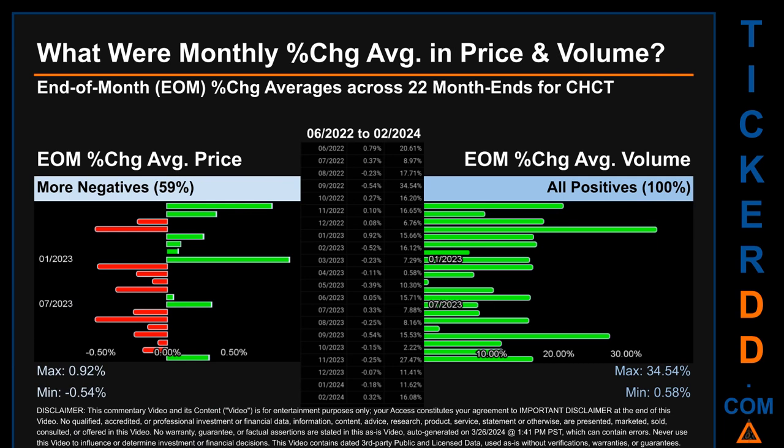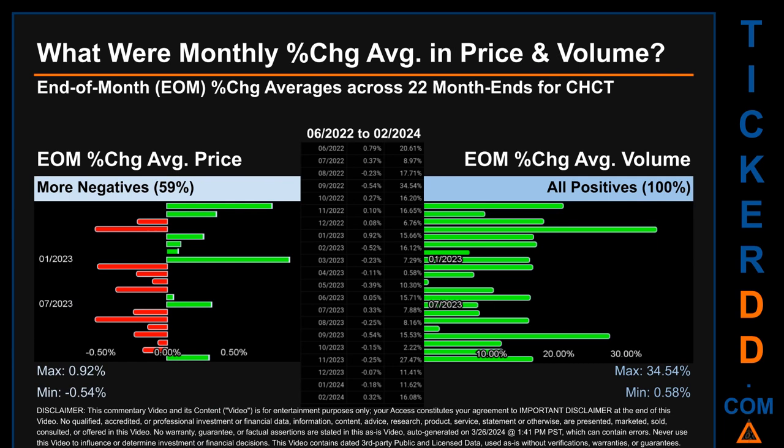From 06, 2022 to 02, 2024, out of 22 month ends, 13 had a negative percentage change in average price. Meaning 59% of month ends saw a negative percentage change in average price. In terms of volume, 22 out of 22 month ends had a positive percentage change. That is 100% of month ends saw a positive percentage change in average volume.